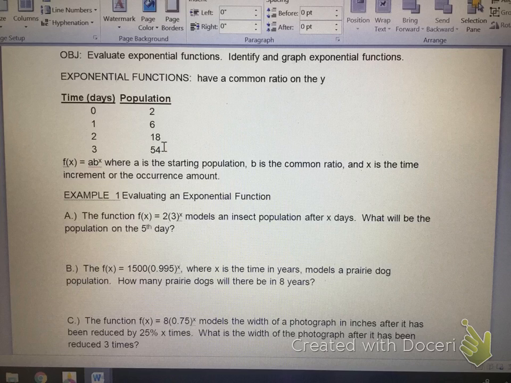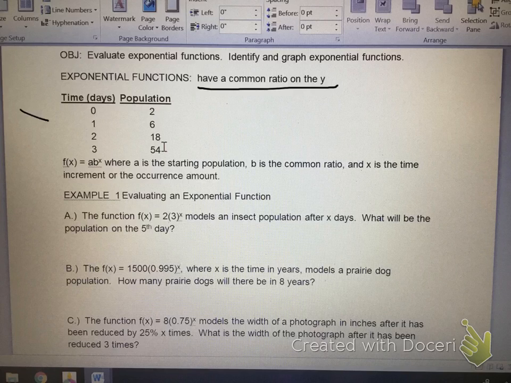So what's important here is to remember that exponential functions have a common ratio on the y. The x's we expect to go up incrementally, and then the y's we're expecting to find a ratio. What I mean by that is, what are you multiplying by to get to the next y? And that should be consistent and constant.